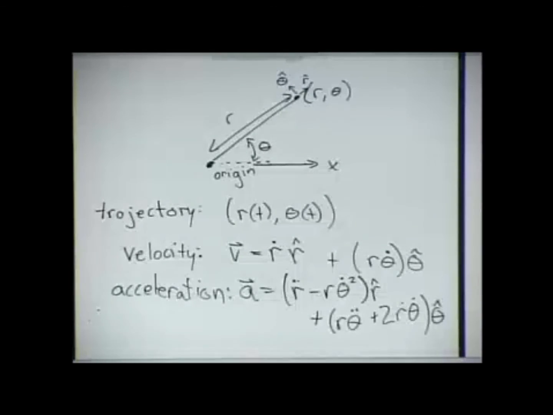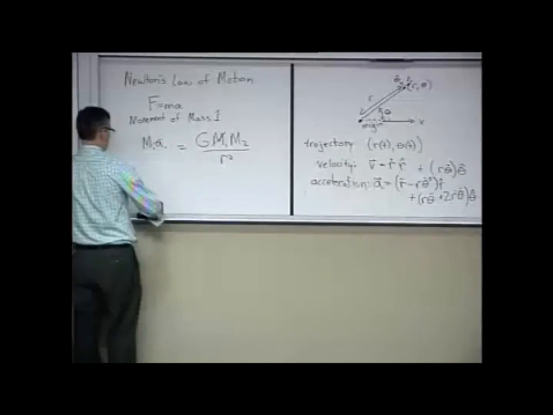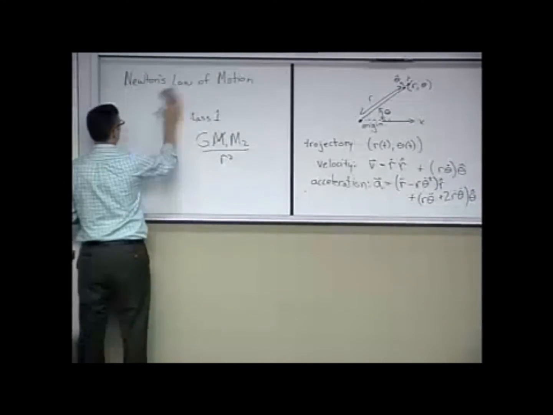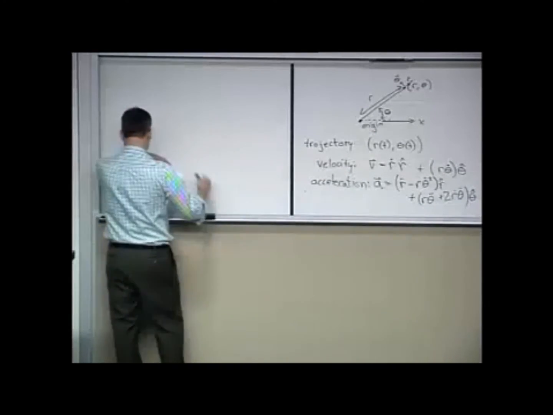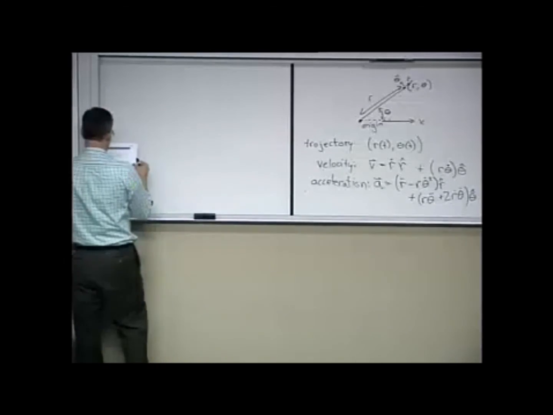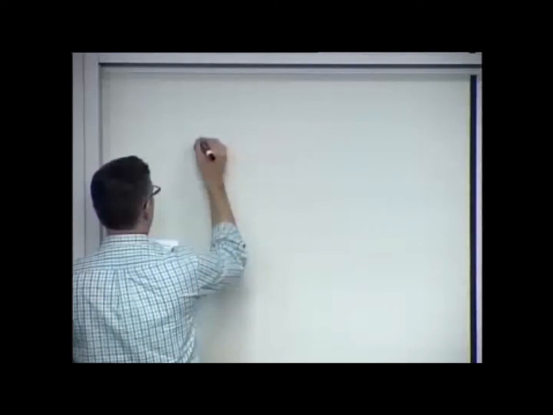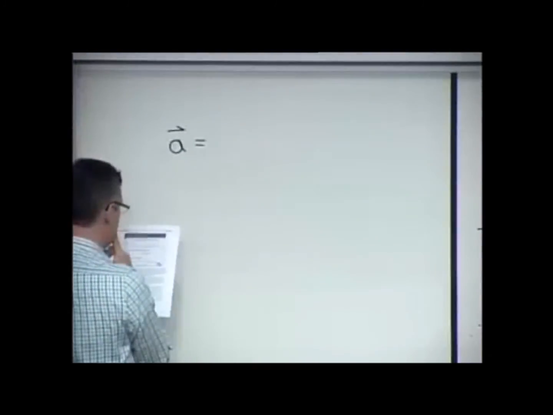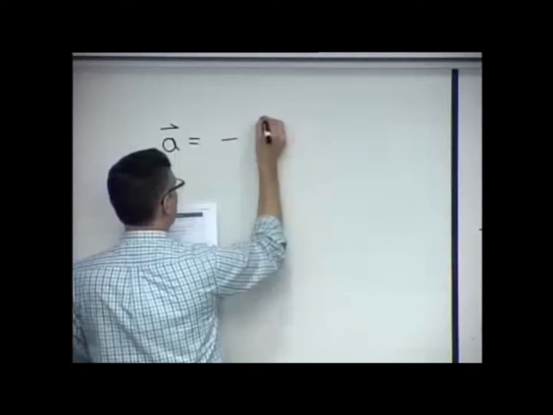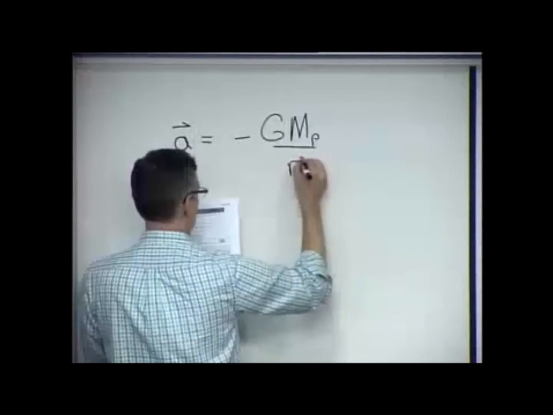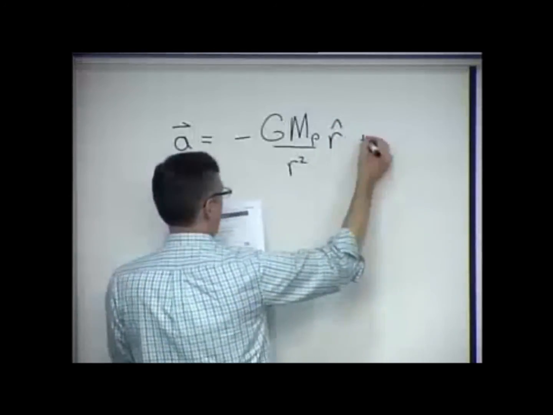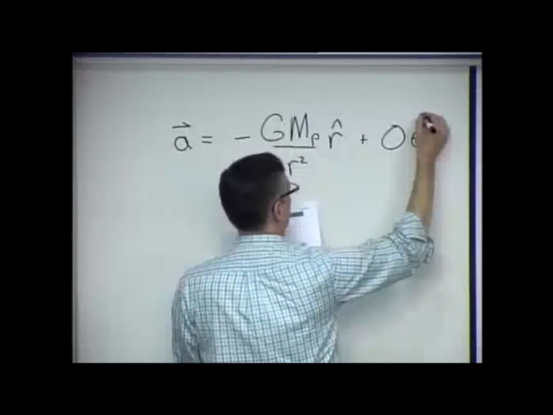Now, how do we use this to figure out what the orbit should be? Okay, so going back over here, let's make a more formal treatment. My acceleration vector is going to be equal to minus G M_p over r squared, stick it on the r hat, plus 0 theta hat.